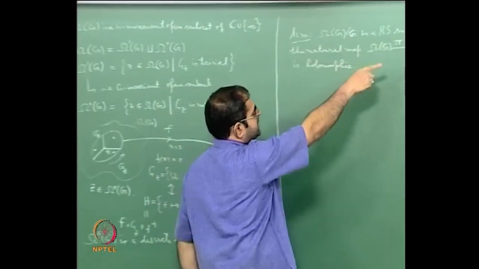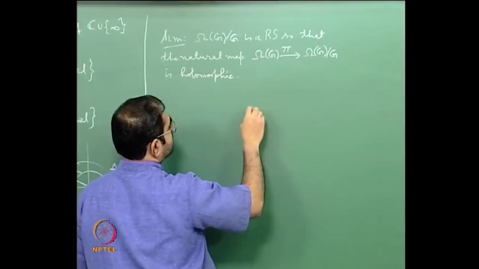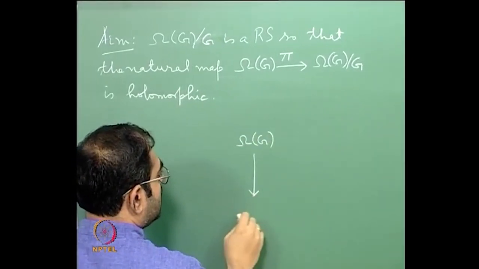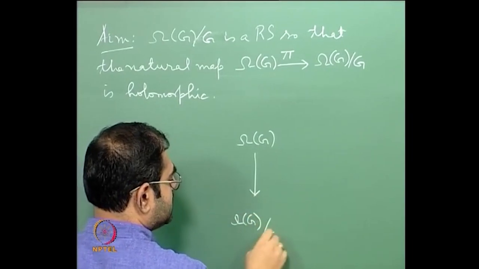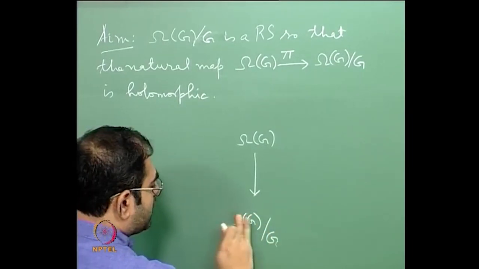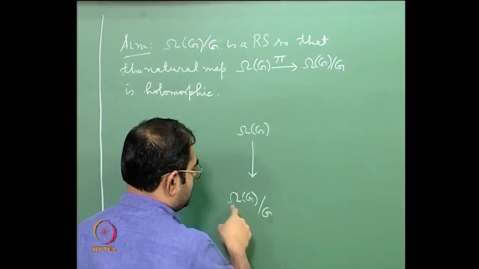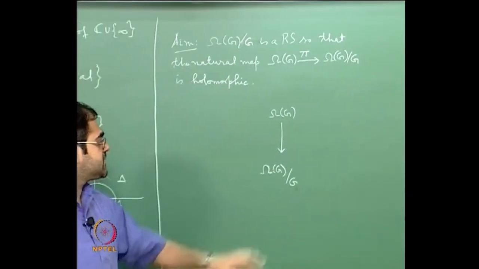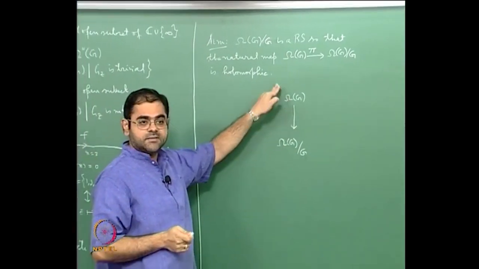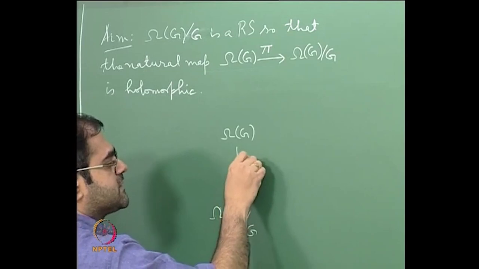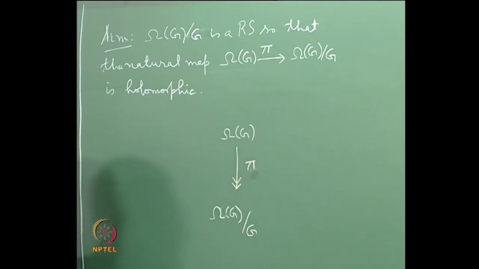So let's look at this map. What we'll do is look at omega of G to omega of G mod G. Now of course you know when I write omega of G mod G, what does this mean? This is a set of orbits of G in omega of G. This is the quotient map. And of course it's a surjective map. I'm calling this pi.